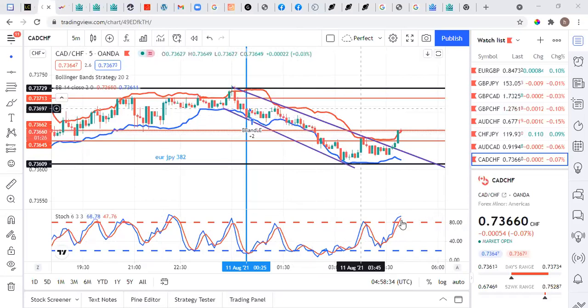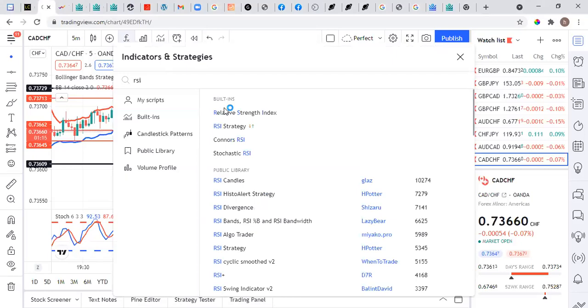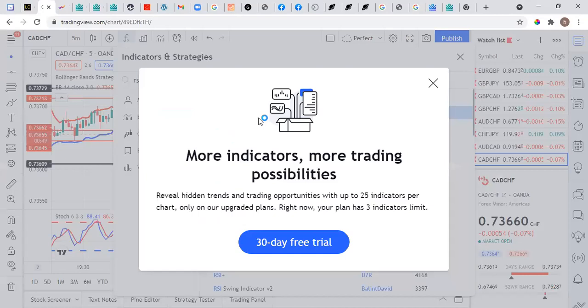So that's that about the stochastic. Let me add one other indicator that we always use, the RSI. RSI means relative strength index. The RSI works together with the stochastic. It can be used to double-check price action, to check whether the market is overvalued or undervalued, just like oversold or overbought. You can see I can add more than 3 indicators.